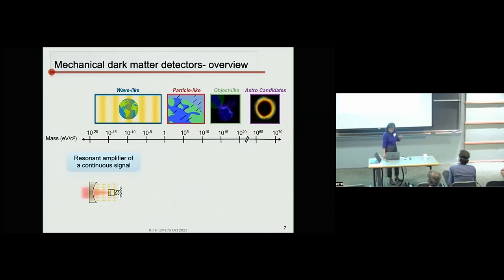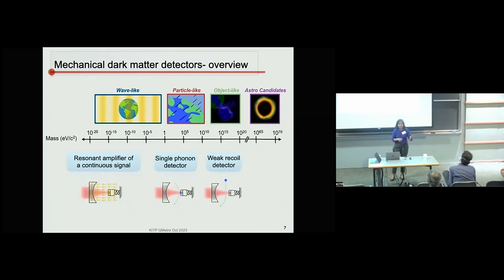If you have a mechanical system, you can also use it as a single photon detector or recoil detector. This is for particle-like dark matter, where it's raining dark matter, and you're looking for something that's not forever, but is raining, drizzling, whatever you want to call it. And then, this is the great thing you can do as a theorist in PowerPoint, you can put your mechanical system as part of a gravitational wave detector to look for fancier candidates for dark matter. So yay for mechanical systems.